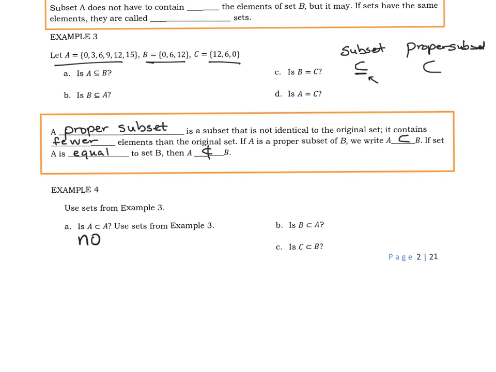So they're asking if B is a proper subset of A. Well, it looks hopeful because B is smaller than set A. It has fewer elements, but let's make sure that it's actually a subset. So 0 is part of A, 6 is part of A, and 12 is also part of A. And again, they don't have the same elements, so that is a yes. Okay, set B has fewer elements than A.